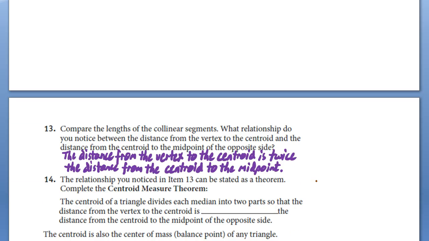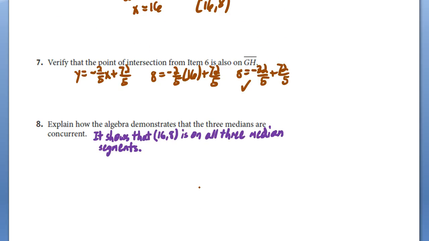Number 13, compare the lengths of collinear segments. What relationship do you notice between the distance from the vertex to the centroid and the distance from the centroid to the midpoint of the opposite side? The distance from the vertex to the centroid is twice the distance from the centroid to the midpoint. Let's go back to the picture and take a look at this.